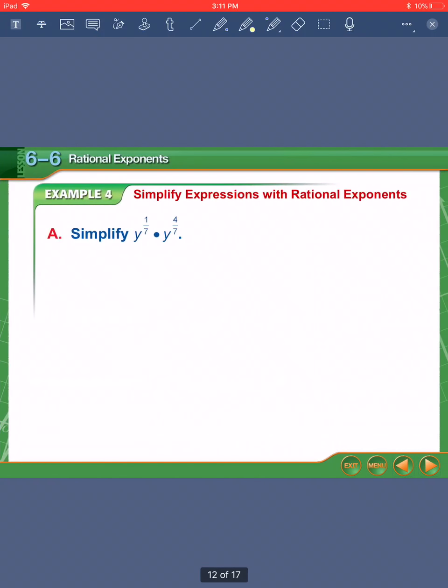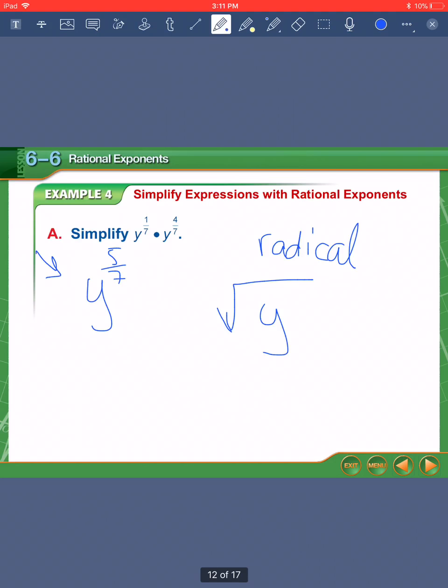So I'm simplifying y to the 1/7 times y to the 4/7. Well, when you multiply, you're really adding. So this is y to the 5/7. And if we are writing it in exponential form, then this is an exponential form. If we want it in radical form, then we would be taking the 7th root of y, and we'd be raising that to the 5th power. You can write it as that, or you can write the 7th root of y to the 5th. Either way, they're the same thing.